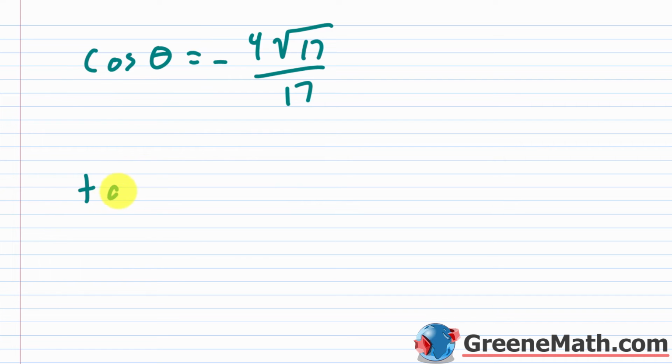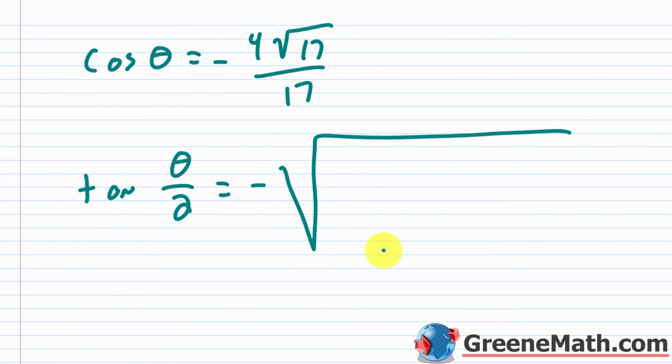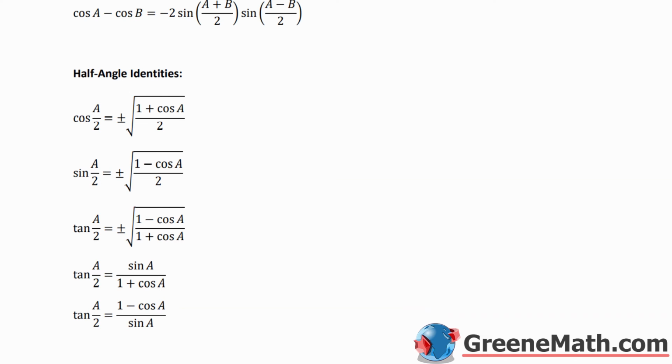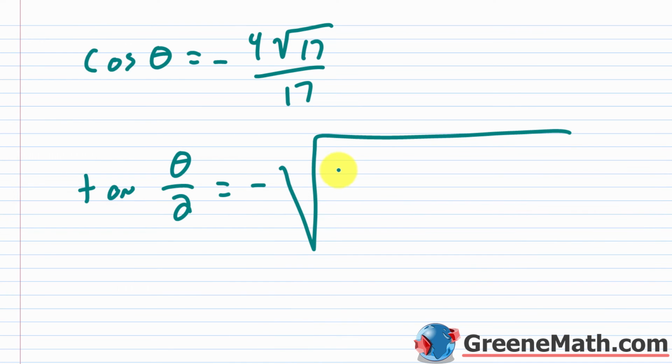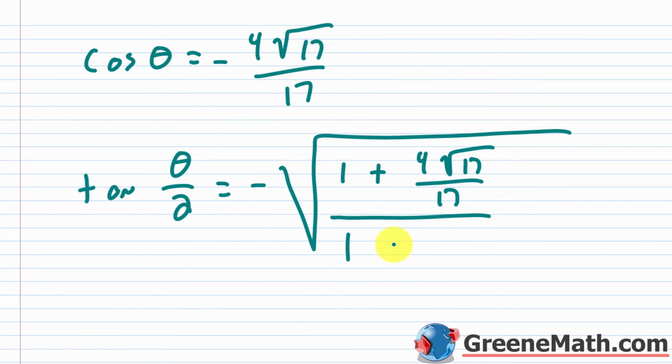Now our goal is to find the tangent of theta over 2. Now again, this is in quadrant 2. So I want to say this is equal to the negative of the square root of, again, if we go back, 1 minus the cosine of a over 1 plus the cosine of a underneath the square root symbol. So let's go ahead and say this is 1 minus the cosine of, in this case, theta, which is the negative of 4 times the square root of 17 over 17. Minus a negative would be plus a positive, so this is 4 times the square root of 17 over 17. Then this is over, down here, 1 plus your cosine of theta. Again, since this is a negative, we'll write minus 4 times the square root of 17 over 17.